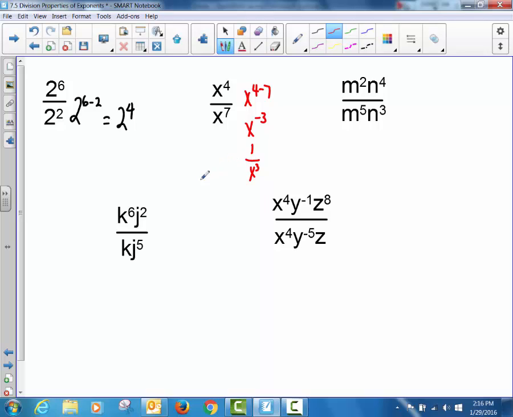Okay, we'll do one more, and then I'm going to let you do these bottom two. So we've got m to the 2nd over m to the 5th, and n to the 4th over n to the 3rd. See, you treat this as two different problems. So we'll do m to the 2 minus 5 over, and n to the 4 minus 3. So that gives us m to the negative 3, n to the 1. And when we simplify that, we get n to the 1 over m to the 3rd.